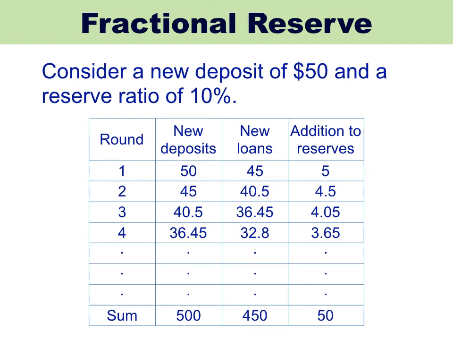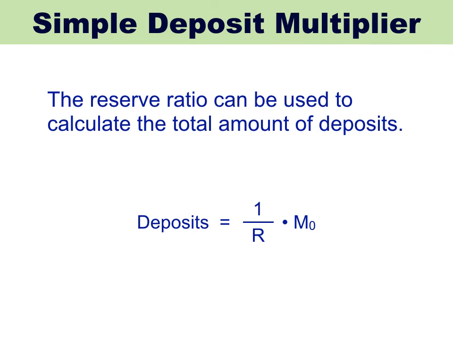Now, this process that we see here is based on nobody holding currency. All right, so there is no currency drain or cash drain. Everything is deposited. And that's the example that we're going to see here when we talk about the deposit multiplier. So we can use the reserve ratio to calculate the total amount of deposits based on the initial amount of money or deposits put into the bank. So 1 over R is called the deposit multiplier.